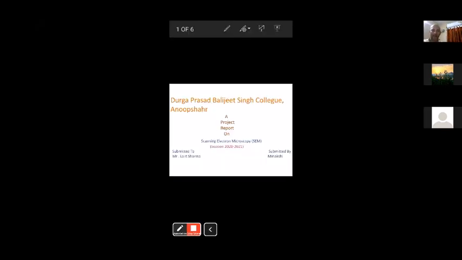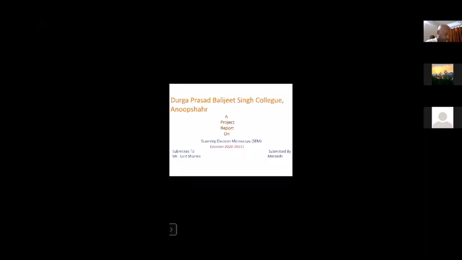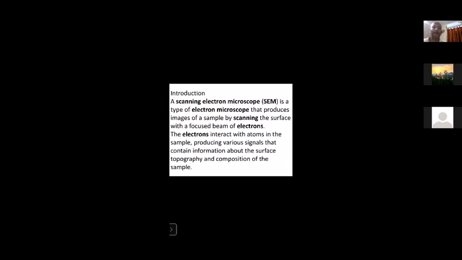About the scanning electron microscope. First we discuss the electron microscope. What is an electron microscope? An electron microscope is a technique for obtaining high resolution images of biological and non-biological specimens. There are two types: scanning electron microscope and transmission electron microscope.